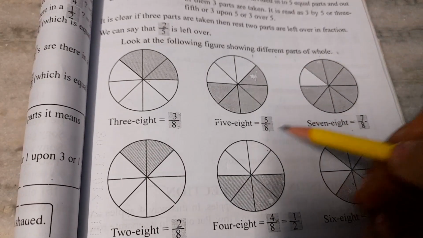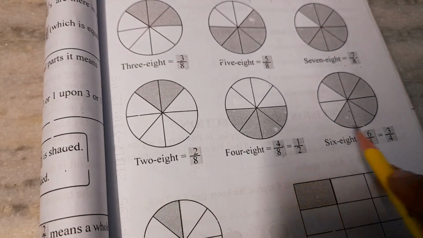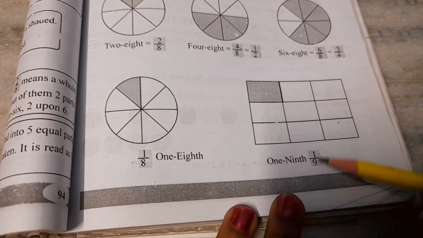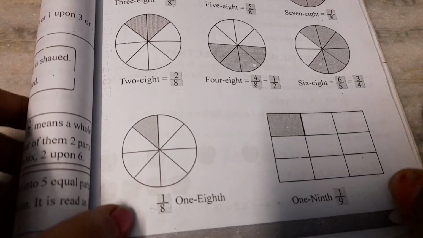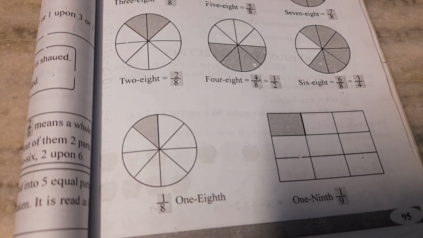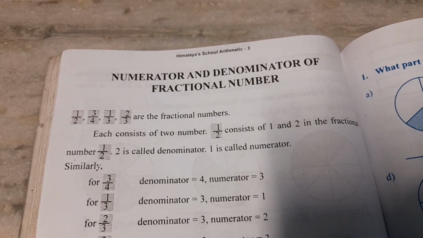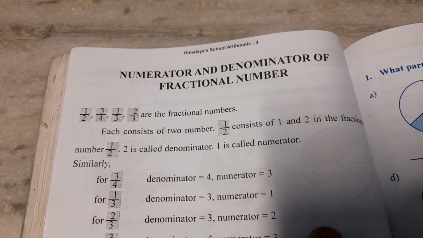Similarly, 5 by 8, 7 by 8, 2 by 8, 4 by 8, 6 by 8, 1 by 8, here 1 by 9. Okay. This is the way to write some fractions. Students, now come to the most important part for fraction.